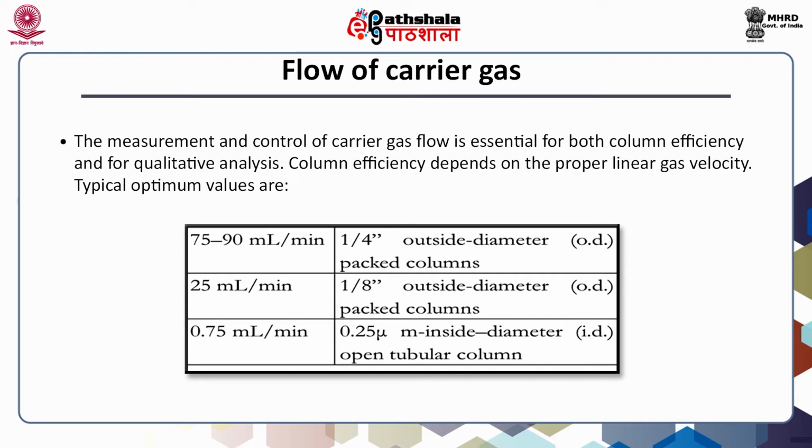And in contrast, if the internal diameter of the column is 0.25 micron, that is a very small column, which is also called the capillary column, then the requirement of the gas is reduced considerably, that means only 0.75 ml per minute. So, depending upon the flow of the gases and the type of the columns, we can get the very good results that we want to achieve.